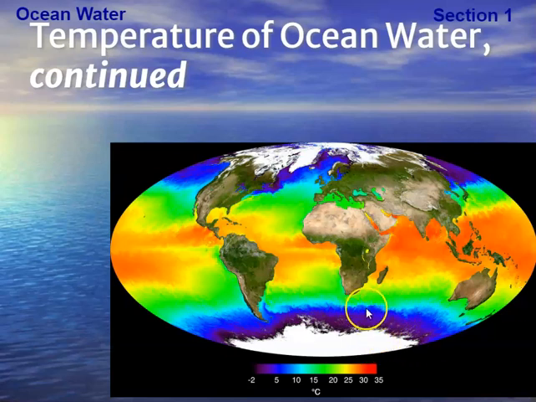So this map right here is showing those differences in temperature. It's showing that along the equator we're having a lot more input of solar energy, whereas near the polar regions we're having less solar energy input, and so our temperatures are quite a bit lower.